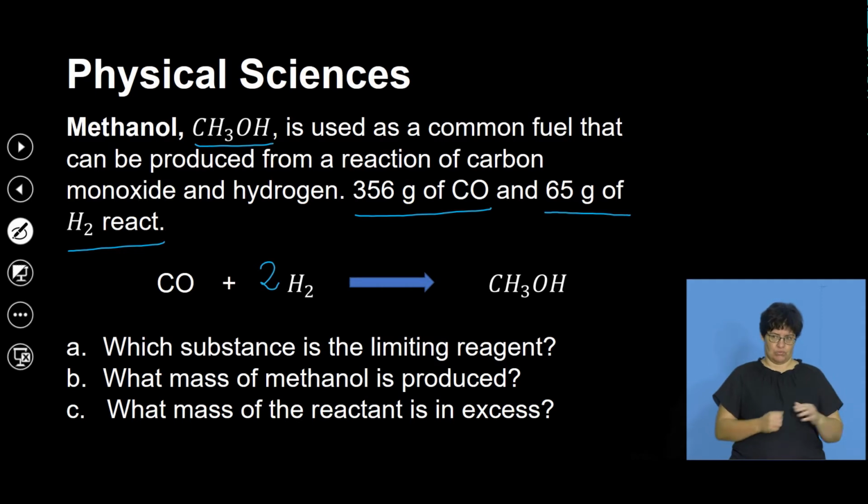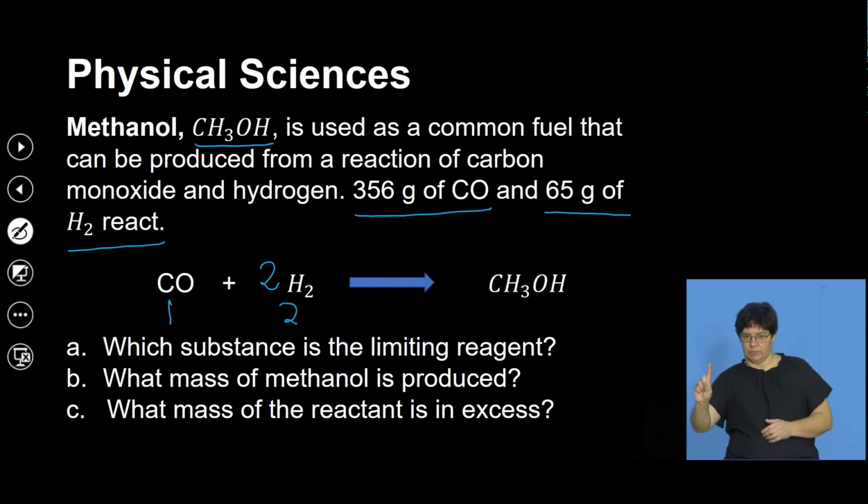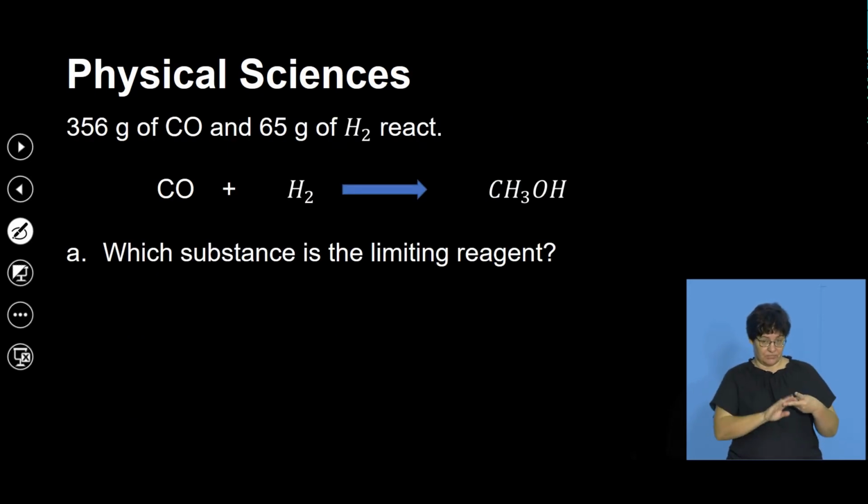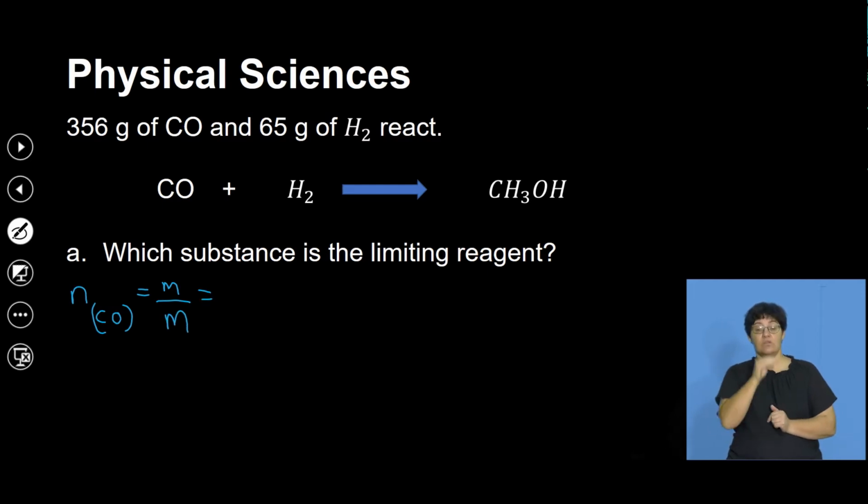So what does that tell us about the stoichiometric ratio? It tells us that there is a ratio of 1 to 2 to 1. This is the stoichiometric ratio in which these substances react with each other. First, we want to determine the number of moles of each reactant present. The moles of carbon monoxide is equal to the mass of the sample divided by the molar mass.